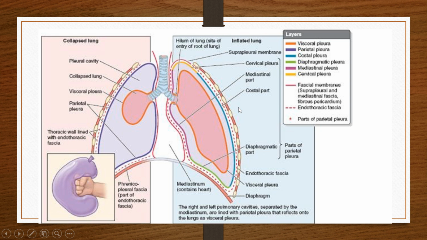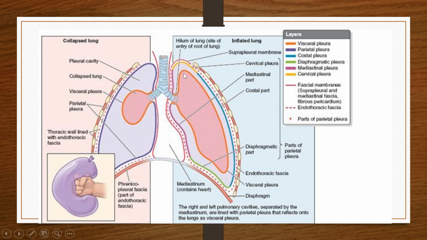Now, in this diagram, see here, this is the trachea. The trachea will be divided into two bronchi. These are the primary bronchi or principal bronchi. Because we have two lungs, there are two principal or primary bronchi.